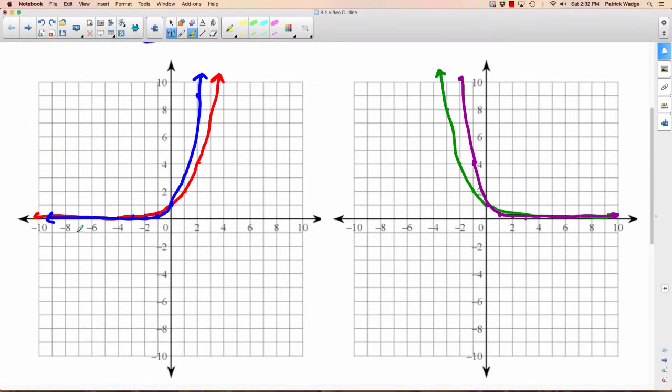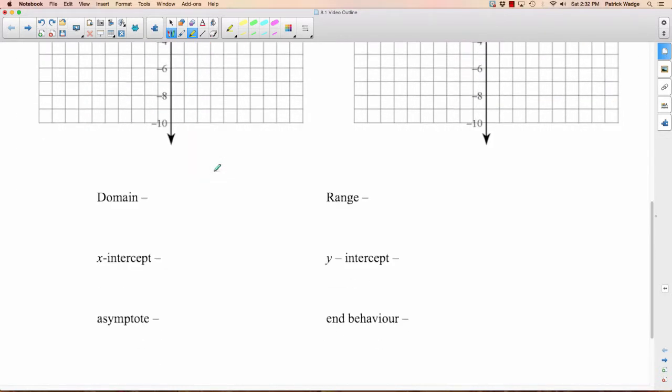What's the domain of every single one of these, all four of these we've drawn? The domain is from negative infinity to infinity, or in other words, all real numbers. Either way you want to write that, negative infinity to infinity, or all real numbers.